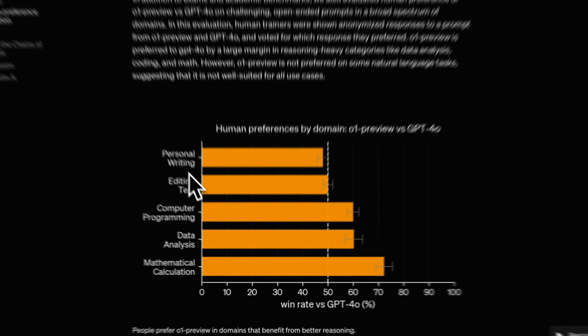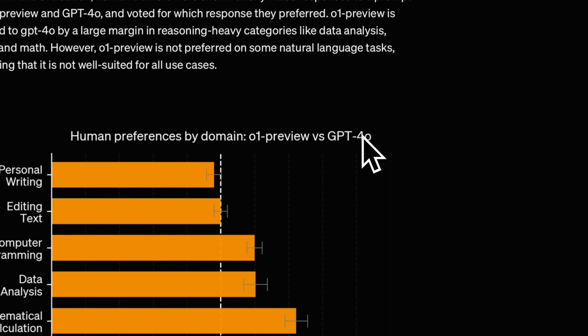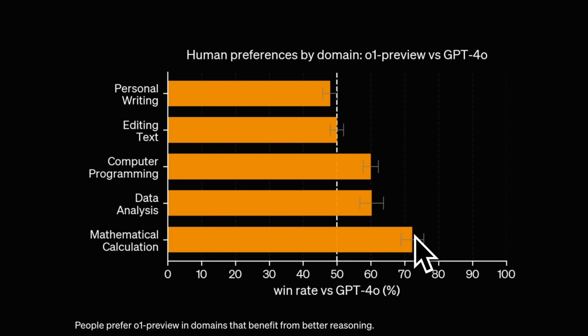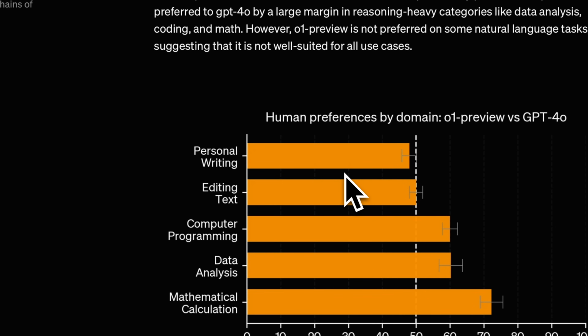You can see, guys, when it comes to preference, as I told you, for mathematical calculation compared to GPT-4, 70% of the times people prefer the O1 preview model. Same goes for data analysis and computer programming. But when it comes to editing text or personal writing, this model is not preferred, as I told you. So it's not necessary to use everything on this model.